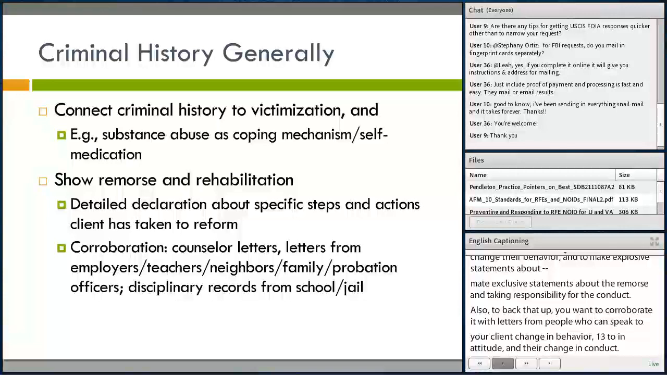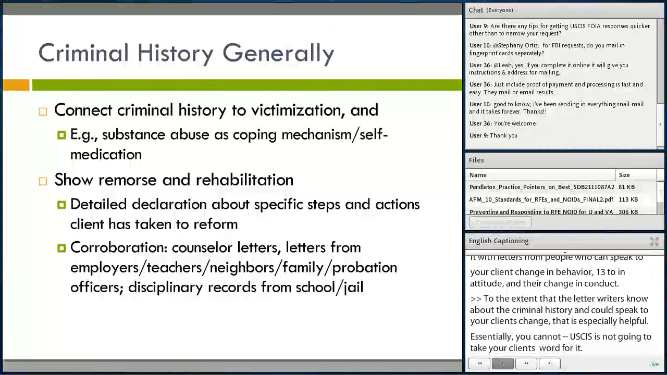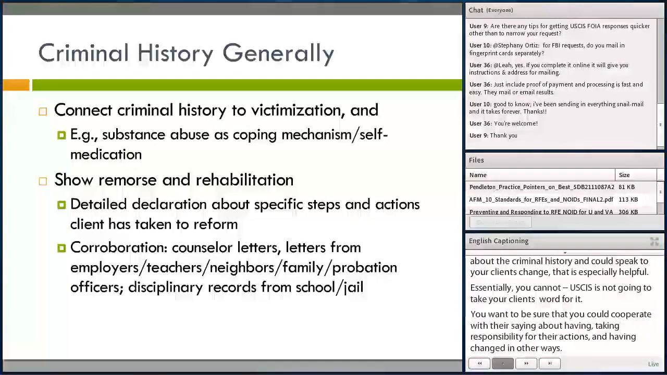To the extent that the letter writers know about the criminal history and can speak to your client's change, that's especially helpful. But essentially, USCIS isn't necessarily going to take your client's word for it, right? And so you want to be sure that you can corroborate what they're saying about having taken responsibility for their actions and having changed their ways.